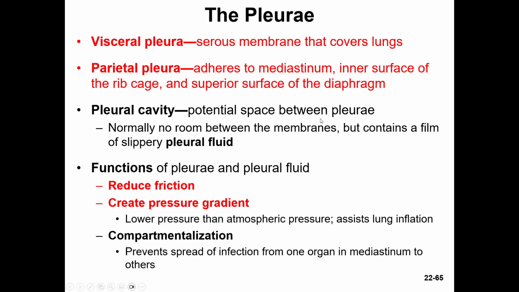The pleural cavity, the space between the pleura, contains a film of slippery pleural fluid, and it allows us to form a seal, right? Functions of the parietal pleura: reduce friction, create pressure gradient. As your rib cage increases in size, it causes a drop in pressure, right? So then air wants to move into your lungs. That's a pressure gradient.